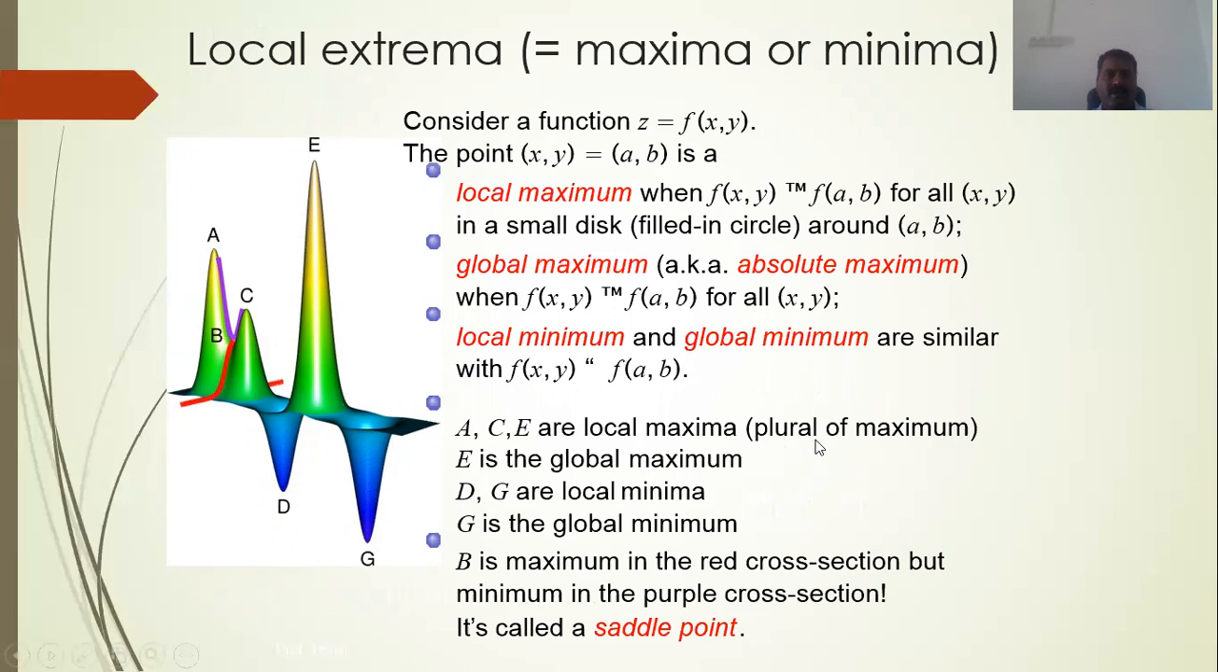Consider a point, say (x, y) equal to (a, b). Then that point is said to be a local maximum if f(x, y) is less than or equal to f(a, b) for all (x, y), however small a region you take around that (a, b). When is that said to be a global maximum, the absolute maximum? When f(x, y) is less than or equal to f(a, b) for all (x, y) in that domain.